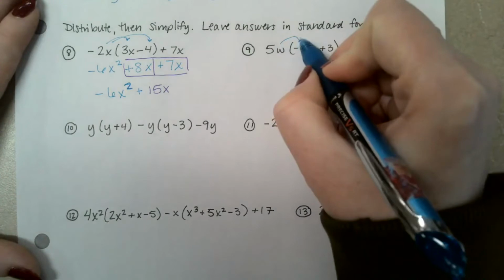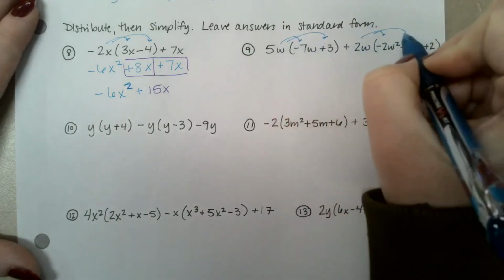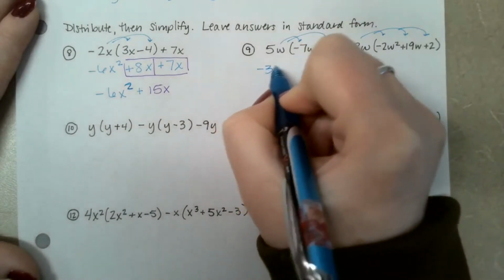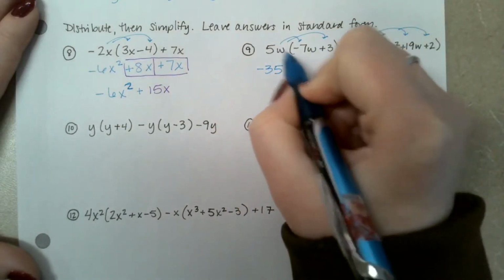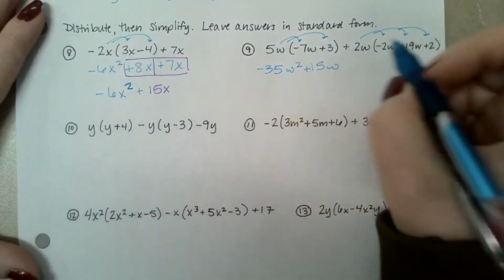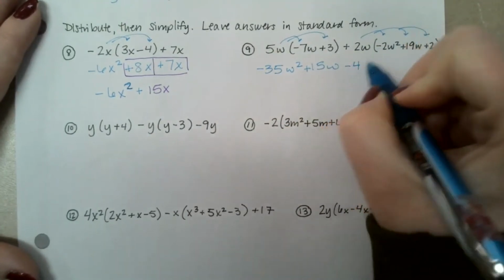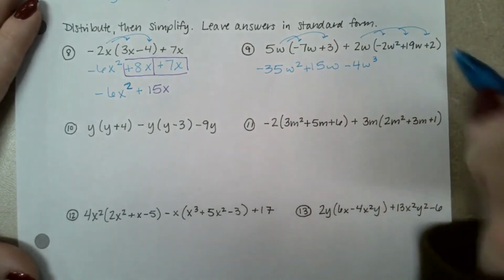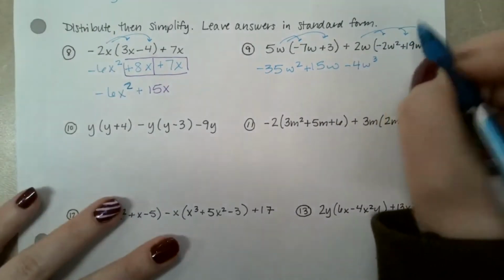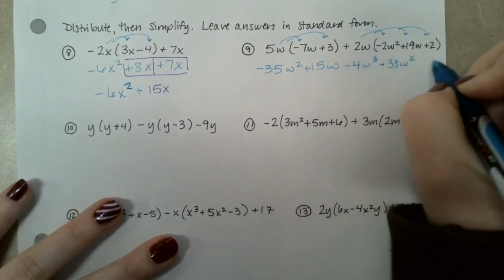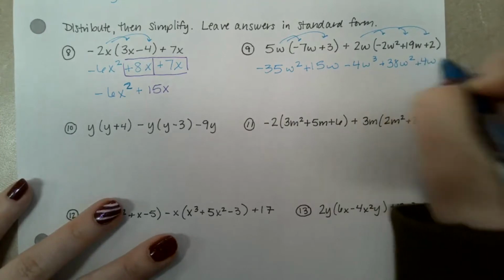In number 9, we've got 2 sets of distribution to do. So we'll take the 5 times negative 7 to give me negative 35w squared, and then 15w. Over here, we'll get 2 times negative 2 is negative 4, w times w squared. We add the exponents and get w cubed. 2 times 19 will give me 38w squared, and 2w plus 2 will give me 4w.